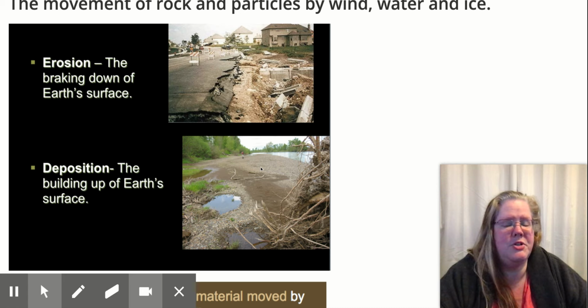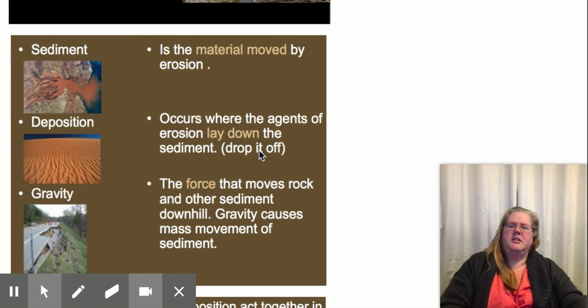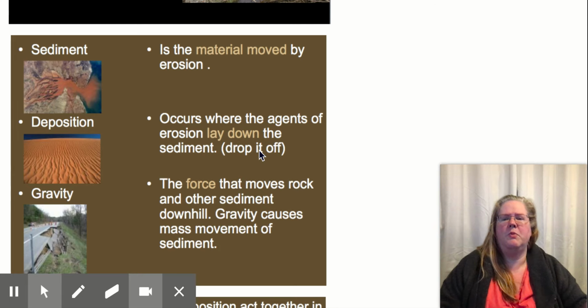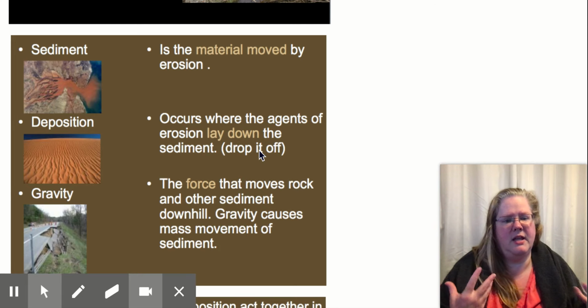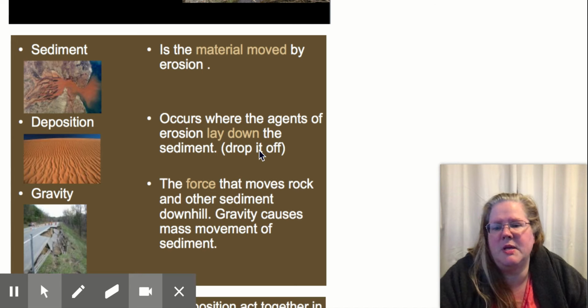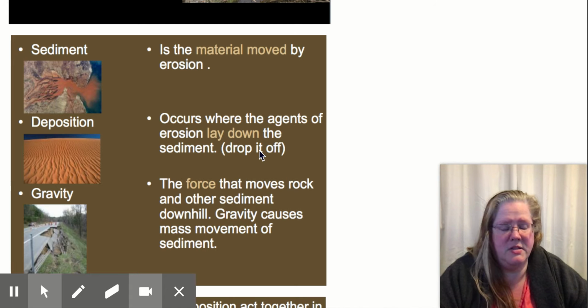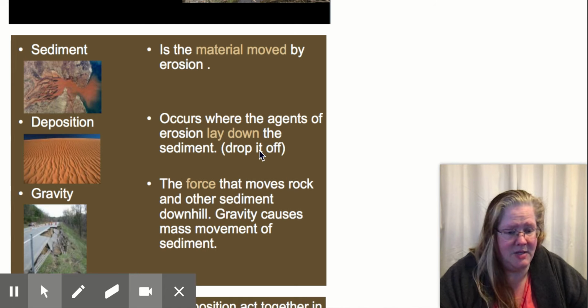These sediments didn't originate in this spot. They originated more than likely upstream. So the material moved by erosion is then sediment that has been transported somewhere else. Deposition occurs where the agent of erosion lays down that sediment, where it drops it off. Might be in a delta, could be in a lake, could be at the ocean. It just depends on where it drops it.